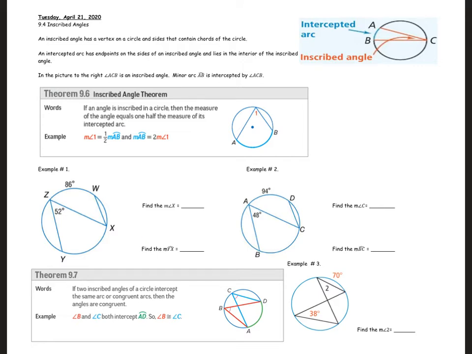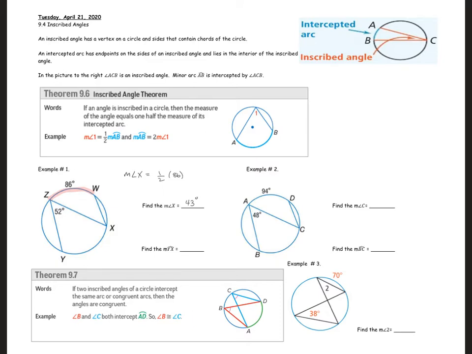So first off, example number 1, it says I need to find the measure of angle X. So if I wanted to find the measure of angle X here, I see that angle X is swooped out by arc ZW. So I know the measure of that arc, so the formula says that the measure of angle X is equal to 1/2 the measure of that intercepted arc, or half of 86. Half of 86 is 43. So the measure of angle X is 43 degrees.